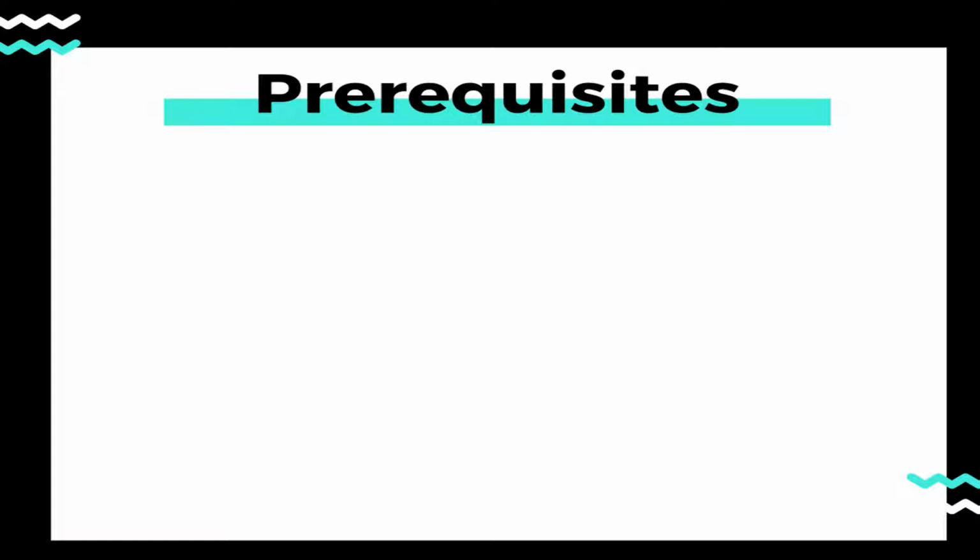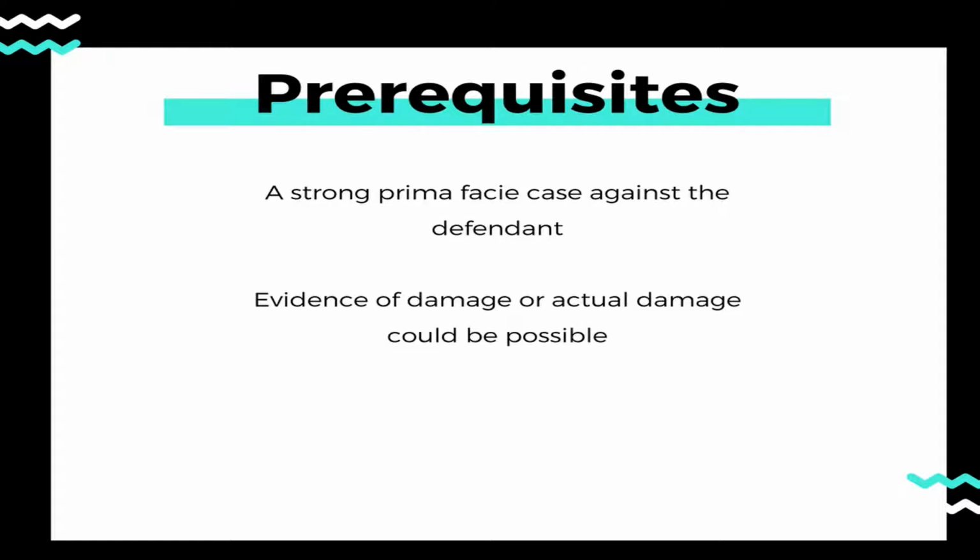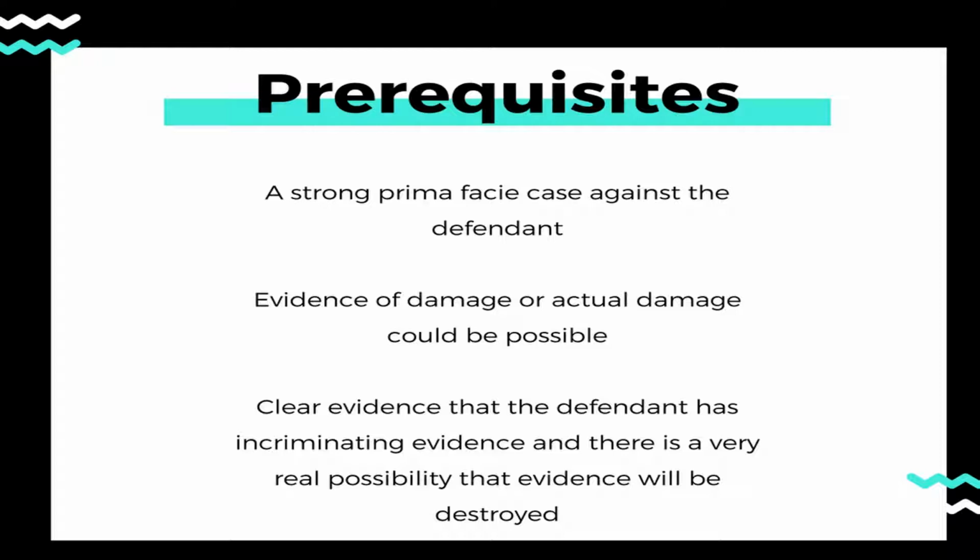For a court to allow an Anton Pillar order to be granted, the following prerequisites have to be met. A strong prima facie case against the defendant, meaning that on first impression, there is strong evidence that the defendant has used the information in their possession in an incorrect manner. Evidence of actual damage or the possibility of actual damage if the materials were used in an adverse way, and clear evidence that the defendant has evidence that is incriminating and there is a very real possibility of the destruction of said evidence.